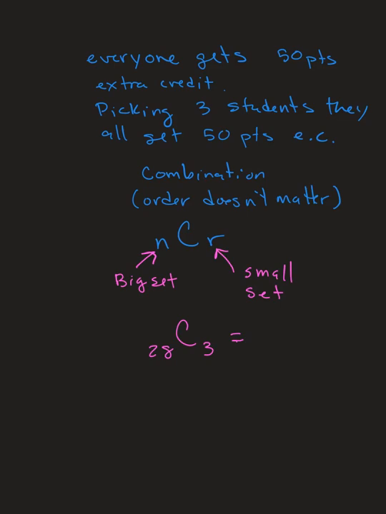Okay, so if you do that in your calculator, 28C3, that should be 3,276. Just gonna double check in my calculator. I don't always trust my own writing. 3,276. There you go. Notice that there's a lot less ways this time, and that's because the order doesn't matter.